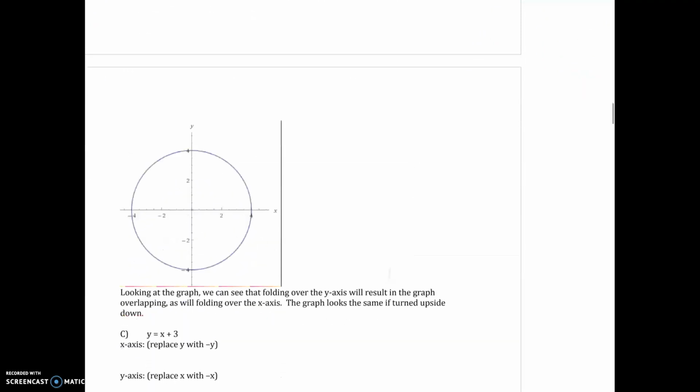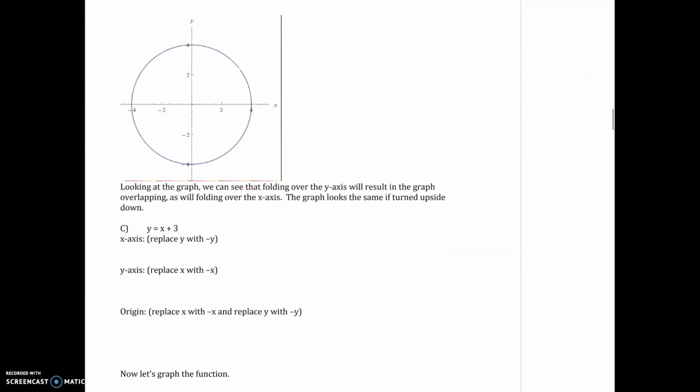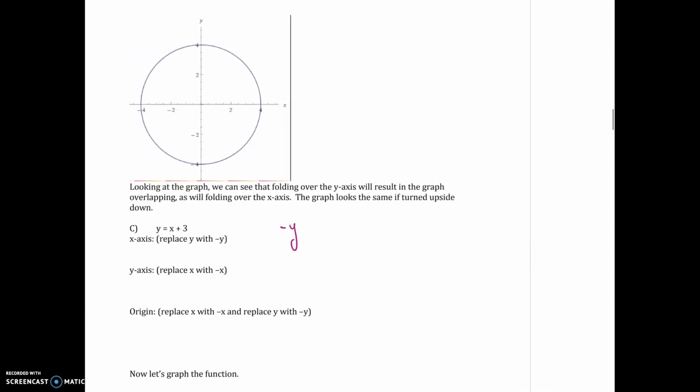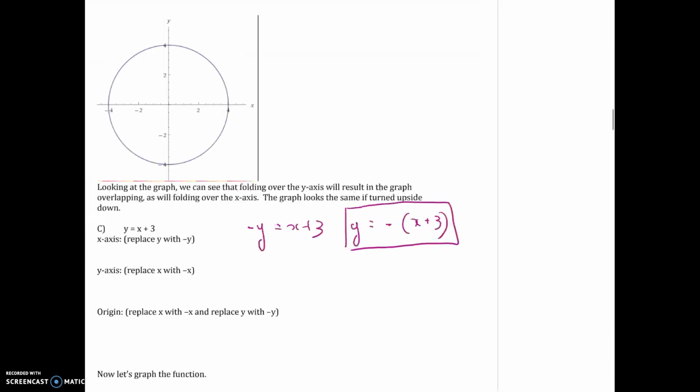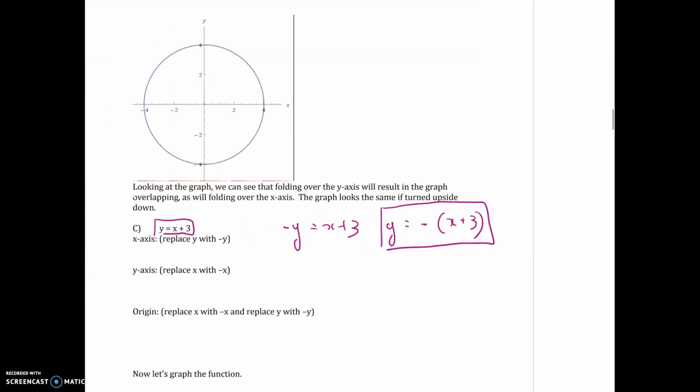Okay, so let's focus on this example C. On example C, to define x as an axis of symmetry, you need to replace y by negative y. So I'm going to have negative y equal x plus 3, and end up with y equal negative x plus 3. Obviously, the new expression of y doesn't look like the original, so therefore, no, x is not an axis of symmetry.